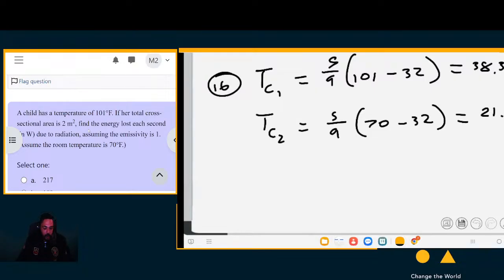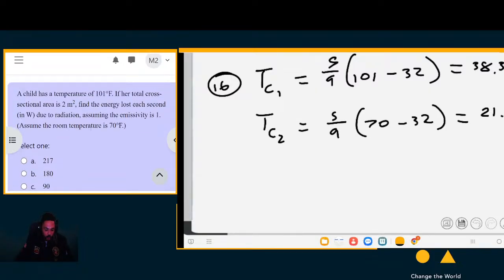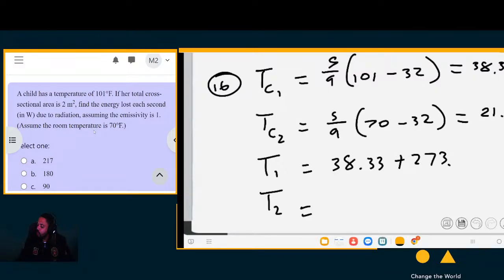But when working with radiation, we only work with temperatures in Kelvin, so absolute temperature, so T1 and T2. So we take the temperatures in Celsius and we add 273, sorry, 38.33 plus 273.15. Some people don't add the .15, I always tend to add that. So that's 311.48 Kelvin. And then the next one, 21.11 plus 273.15, and that gives us an answer of 294.26 kelvins. Okay, so that is the temperatures now in kelvins.